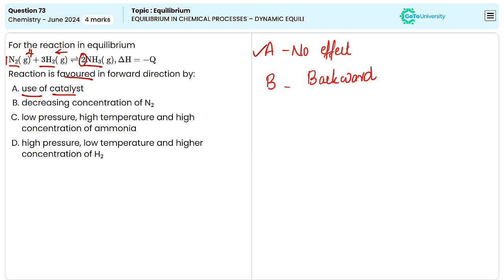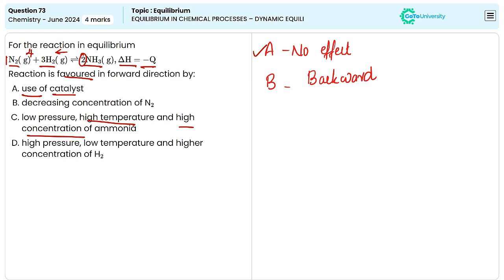The next one is high temperature. The forward reaction is exothermic because the delta H value is given as -Q. So when temperature is increasing, the endothermic reaction will take place. Here, the endothermic reaction is the backward reaction, because in a reversible reaction, if the forward reaction is exothermic, the backward reaction should be endothermic.